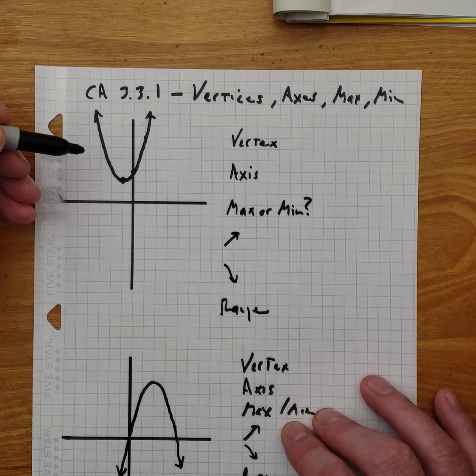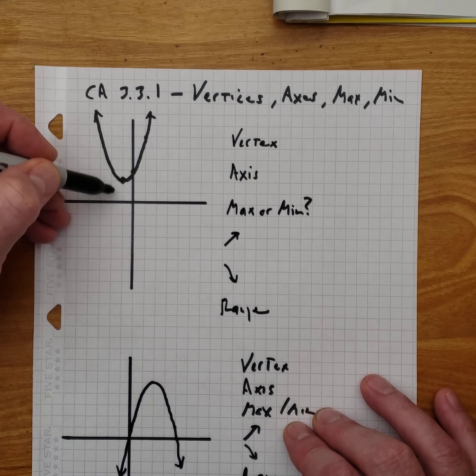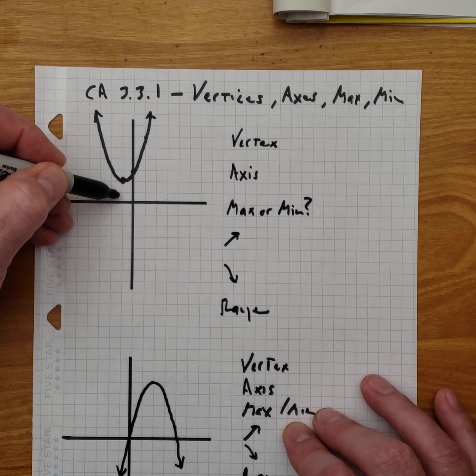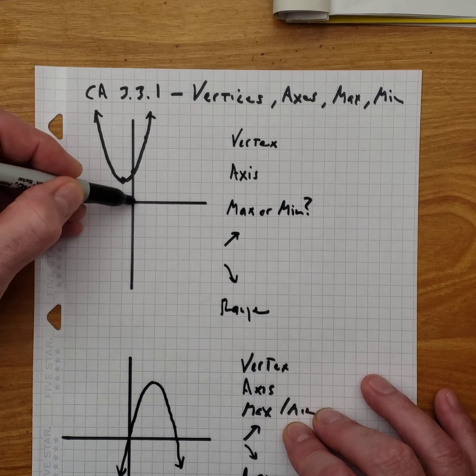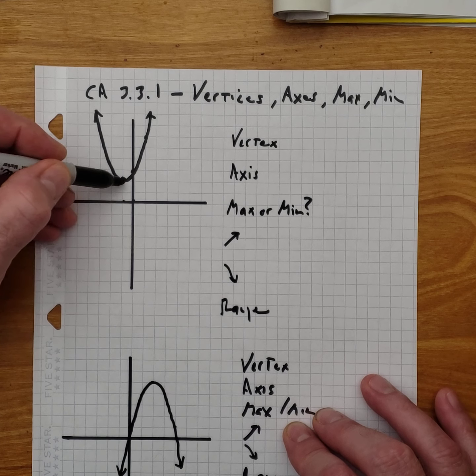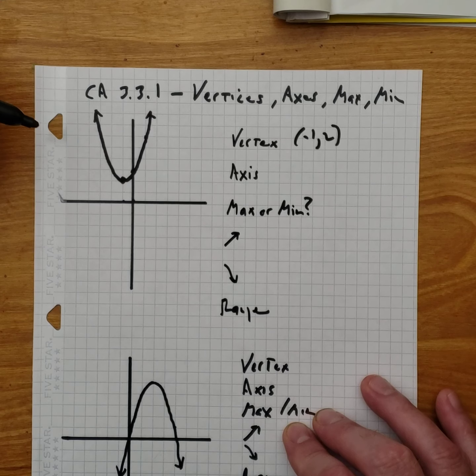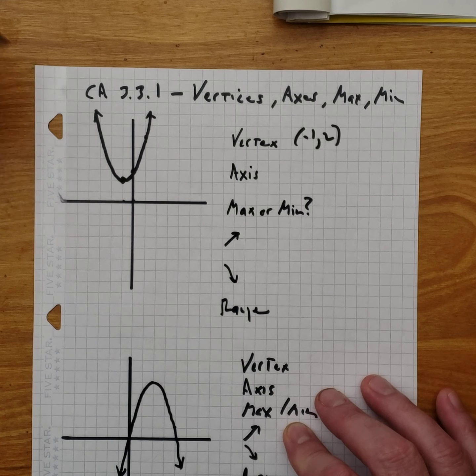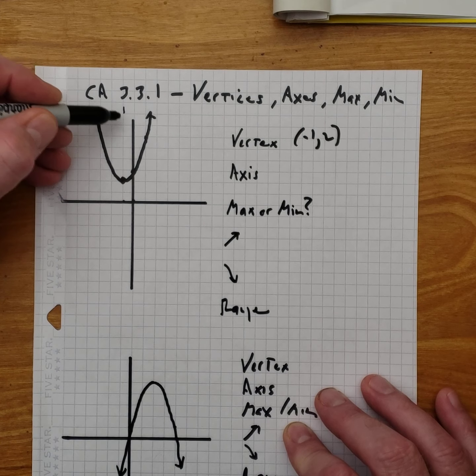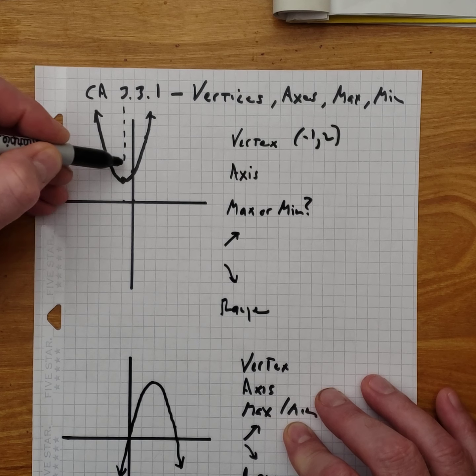Okay? And if you've got a graph, it's really easy to find. We'll talk about how to find it from a formula next. But this point here is obviously from the origin over 1 up 2, so that's -1, comma 2. There's your vertex. Done.